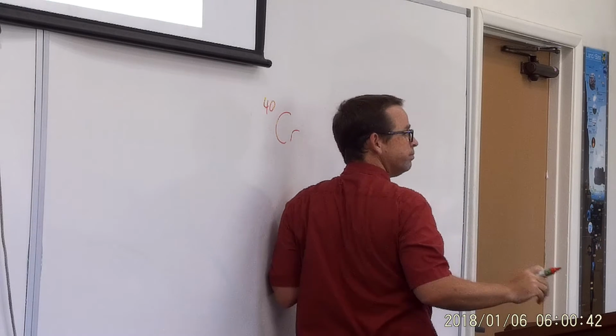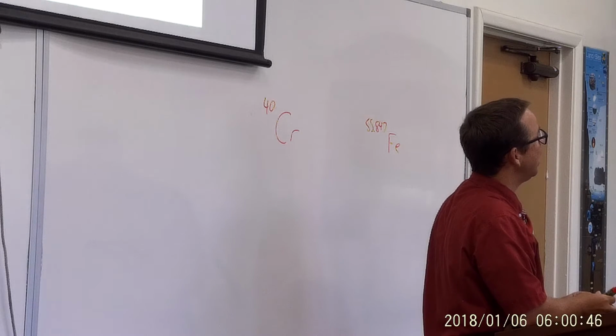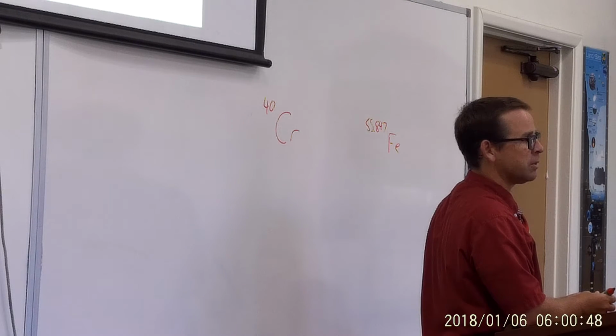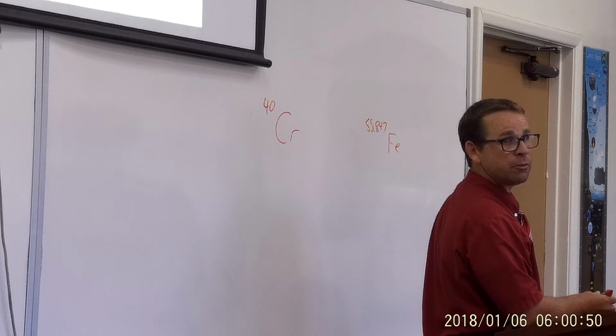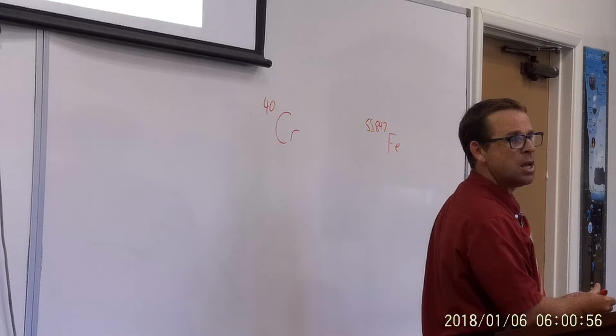How many neutrons must there be if this is iron 55.847? How many neutrons? Figure it out with your partner. How many neutrons must there be if that's iron 55.847? It's going to be a fraction, right? How many is it?